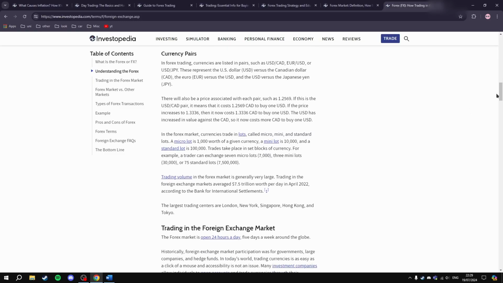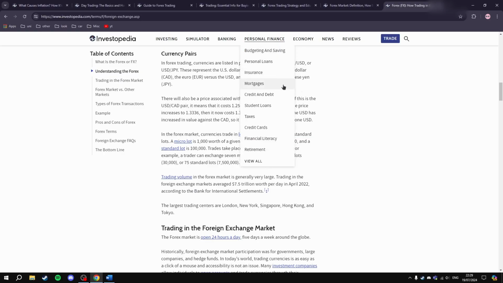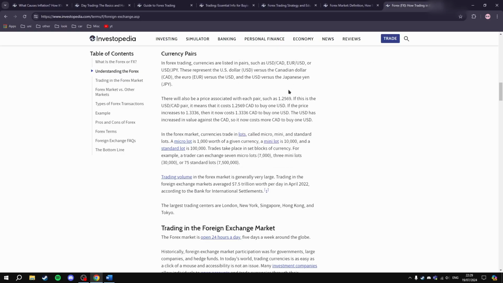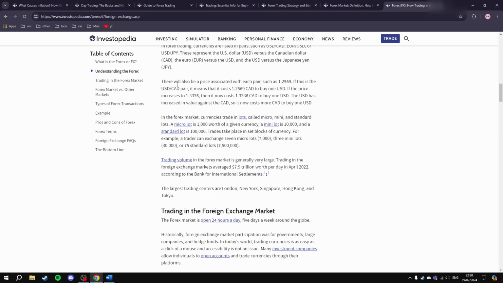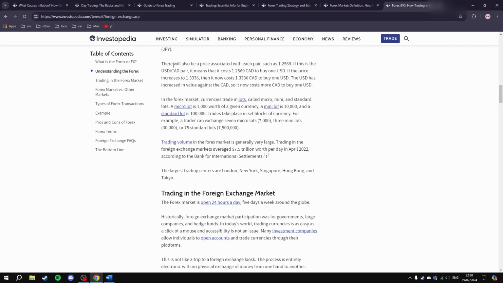Currency pairs. In Forex trading, currencies are listed in pairs such as USD CAD, EUR USD, or USD JPY. These represent the USD versus the CAD, the Euro versus the USD, and the USD versus the JPY. There will also be a price associated with each pair, such as 1.2569. If this is the USD CAD pair, it means that it costs 1.2569 CAD to buy 1 USD.